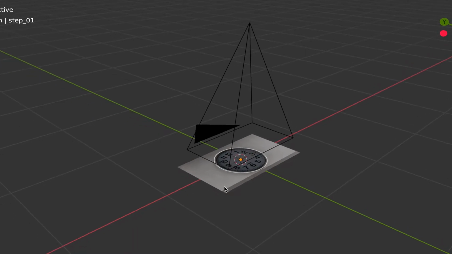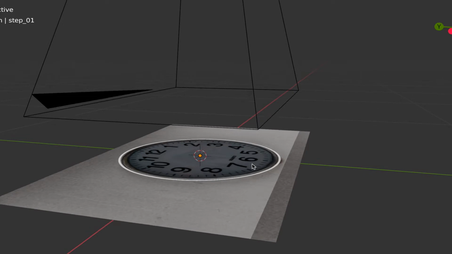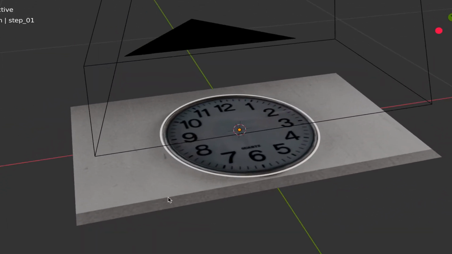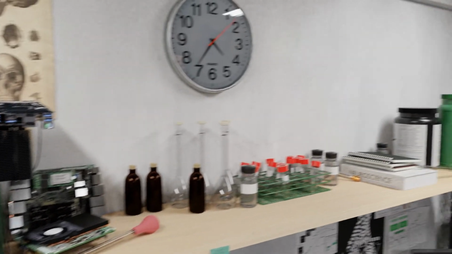Begin by loading an image of a clock using the Images as Planes add-on, link in the description. Preferably a clock without second, minute, and hour hands. In my case, I'm using a render of a clock from my old Brain in a Vat video.